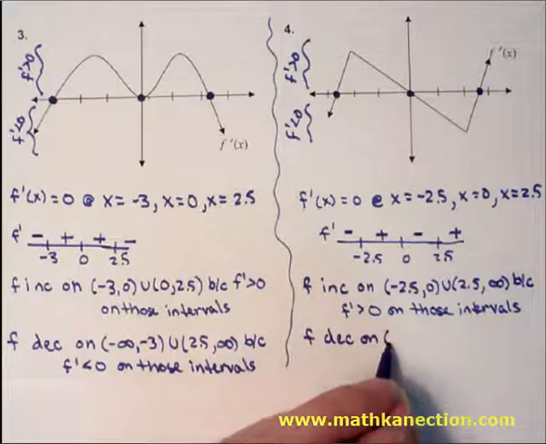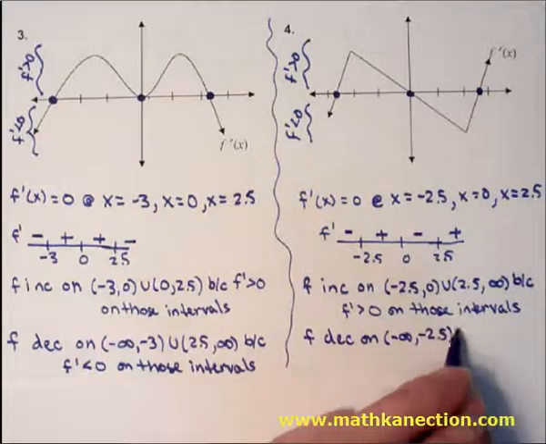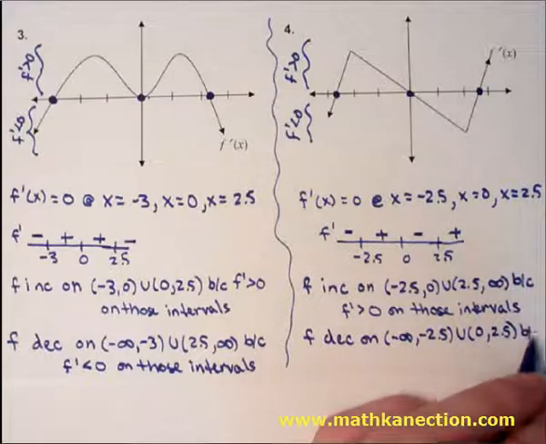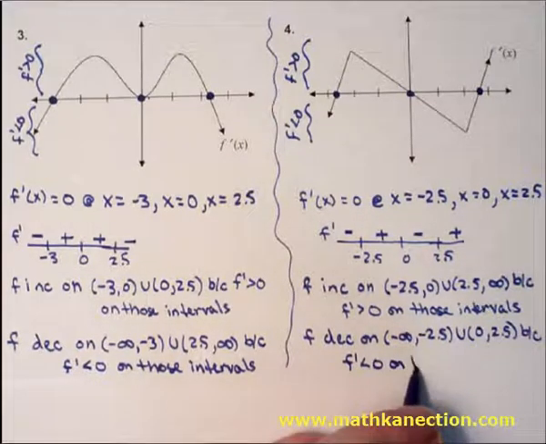And then f is decreasing on the interval from -infinity to -2.5, union 0 to 2.5, because f prime is negative on those intervals.